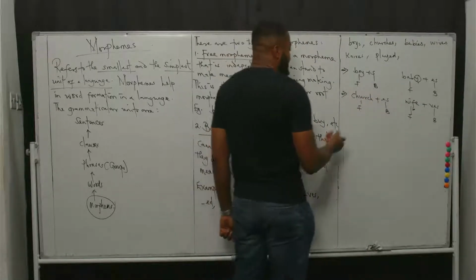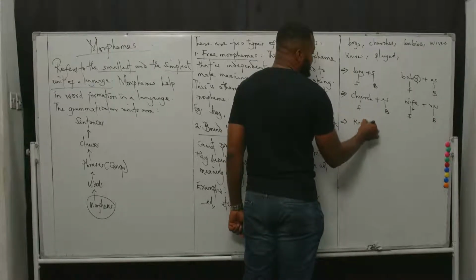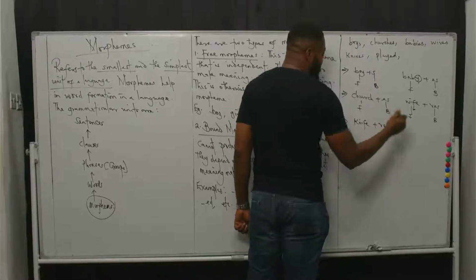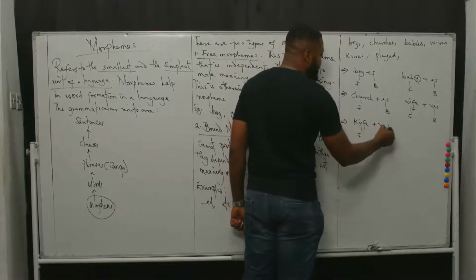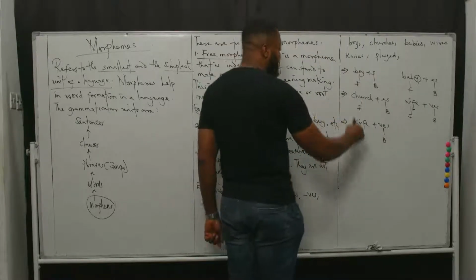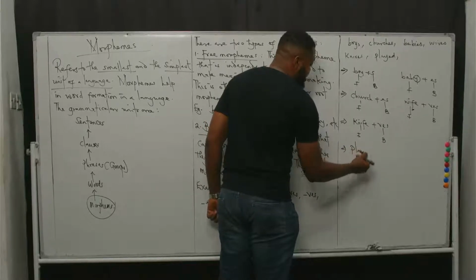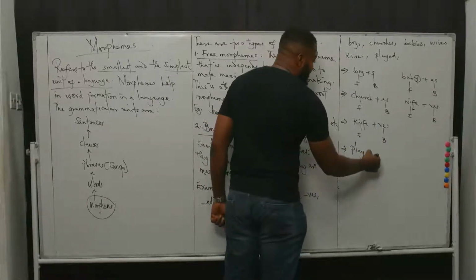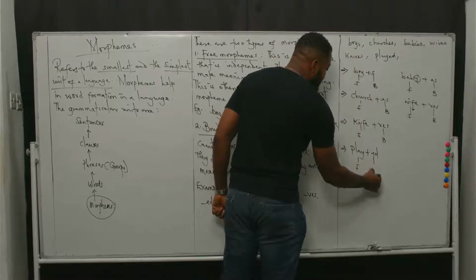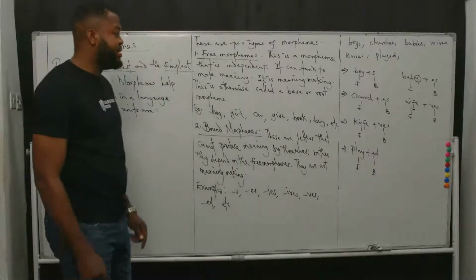Next one, knives. Okay, can you see? That's the root word then. You have VES to make it plural. So this is the free morpheme, and this is the bound morpheme. Now the last one, this is played. Okay, play plus ed. This is the free morpheme, and this is the bound morpheme. Okay, I hope this is clear, class.